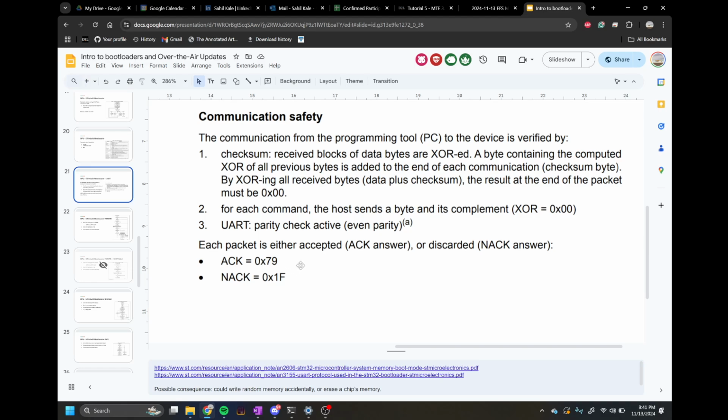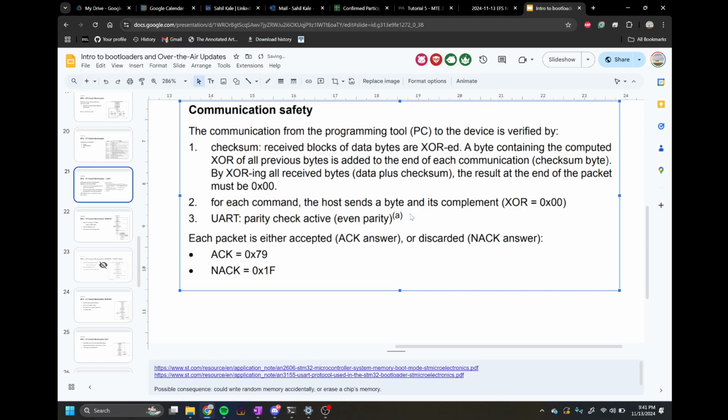Yep. And then for each command, the host sends its byte and its complement, which is basically saying the same thing as above. It's just a 1 byte checksum. Do checksums make sense? Pretty important to grasp that, at least when you're communicating.